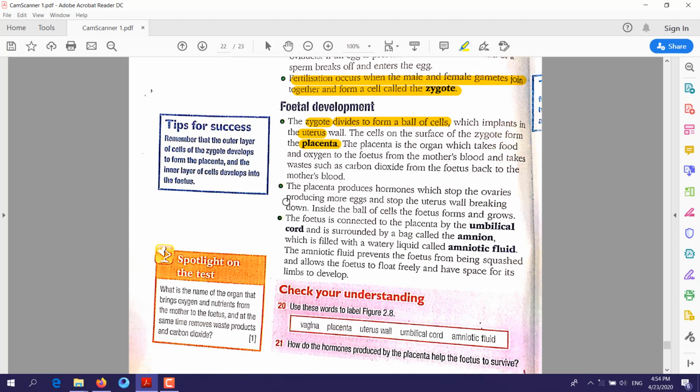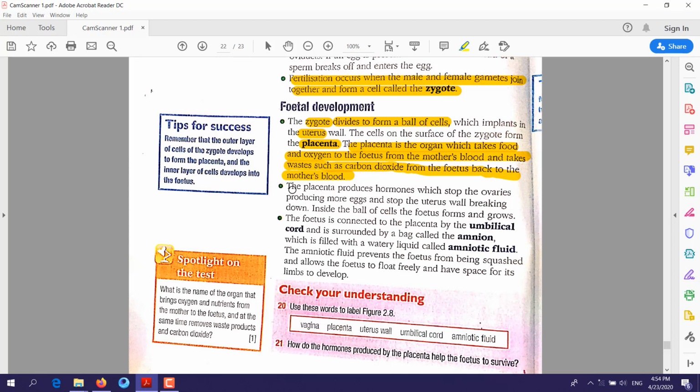What do you mean by placenta? The placenta is the organ which takes food and oxygen to the fetus from the mother's blood, and at the same time it takes wastes such as carbon dioxide from the fetus back to the mother's blood. So how will the fetus receive oxygen? It's through the placenta. When the cells of the fetus use this oxygen, of course they will produce some wastes. How will these wastes, like carbon dioxide, be removed from the fetus's body? They will be removed also through the same tube, which is the placenta.